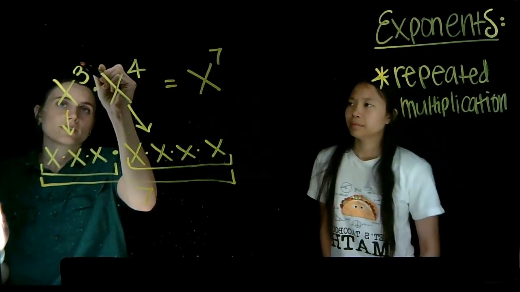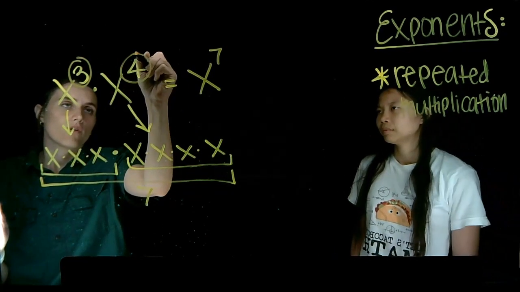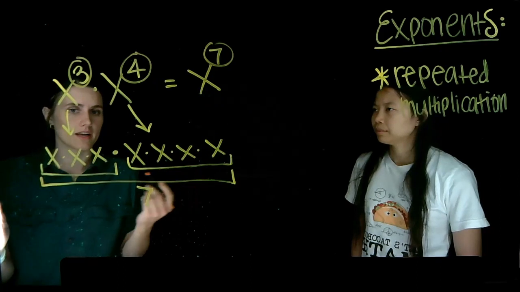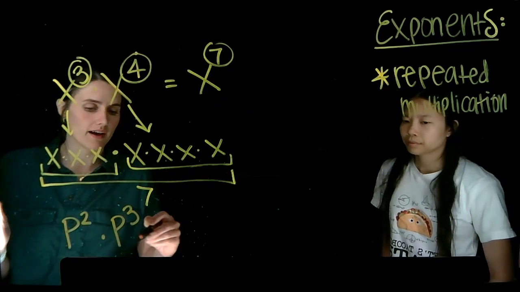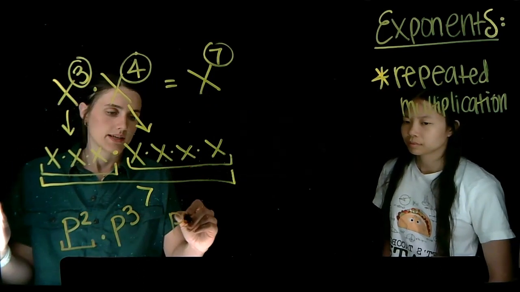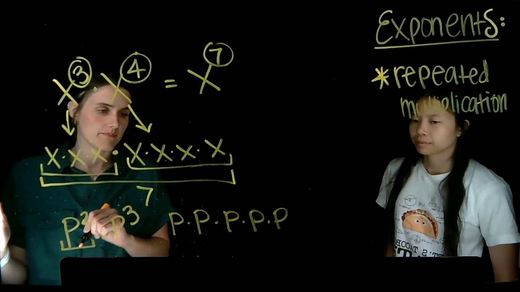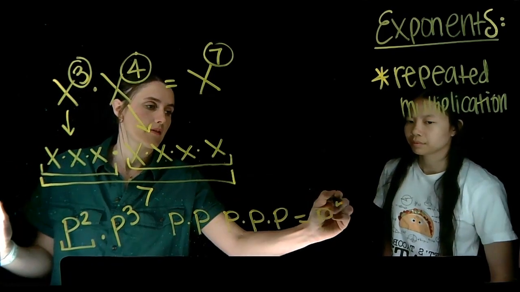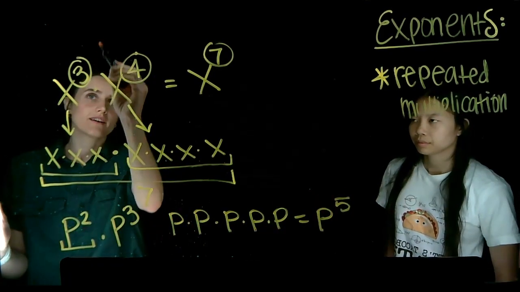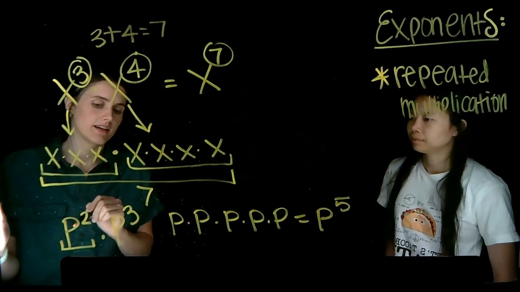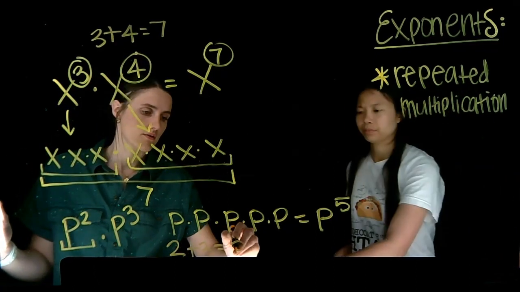And what do you guys notice about 3 and 4 and then 7? Let's try another example. Okay, so if we expand this, we'll have p times p, and then this one, right? And now we have p to the 5th power. And so if we see here, 3 plus 4 equals 7, and 2 plus 3 equals 5.